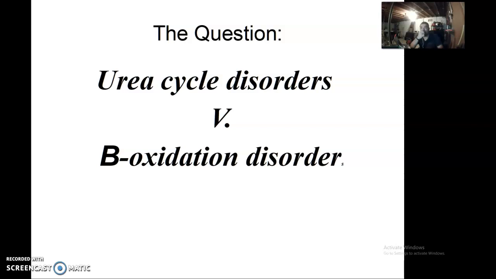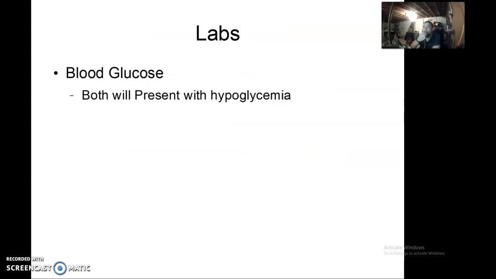Urea cycle disorders versus beta oxidation disorders. Whether or not either of these tests are able to differentiate, or further study needs to be done on the child to differentiate between the two. So first we're going to have blood glucose. Whether it be due to decreased breakdown of fatty acids into acetyl-CoA, or whether it be increased catabolism of protein, either way, this patient is going to present with hypoglycemia, so blood glucose is not going to be an effective determining factor whether or not this is a urea cycle disorder or a beta oxidation disorder.